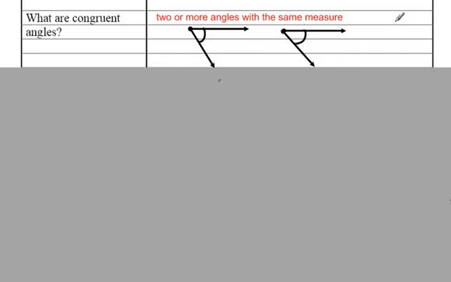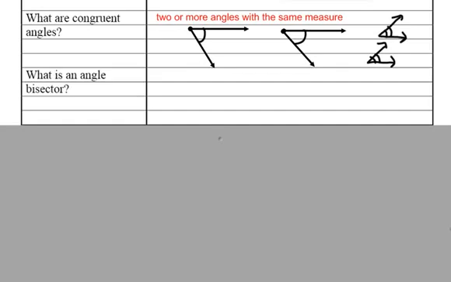If I had another set of angles on my picture that were the same measure, then I would use two arcs. And that shows that these two are congruent and then these two are congruent. So you're going to keep going up in arcs as you get more pictures with congruent angles.